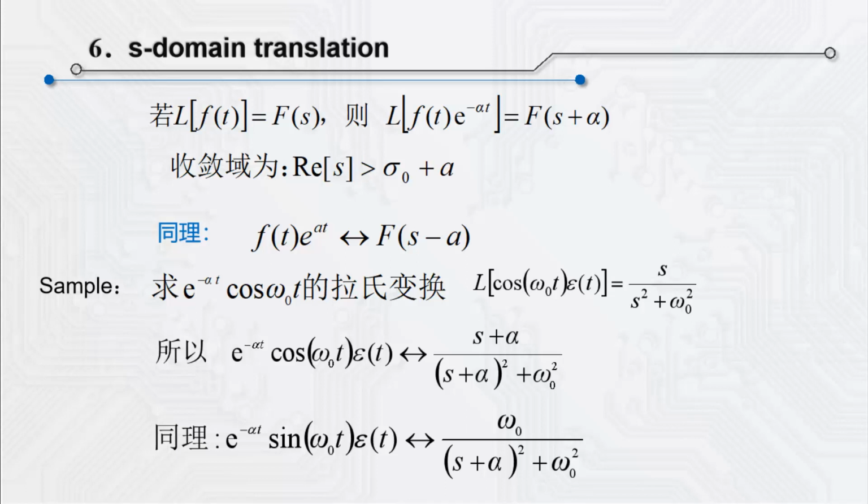In the same way, we can get the Laplace transformation of e to the power of negative alpha t sine omega 0 t epsilon t equals omega 0 over (s plus alpha) squared plus omega 0 squared.